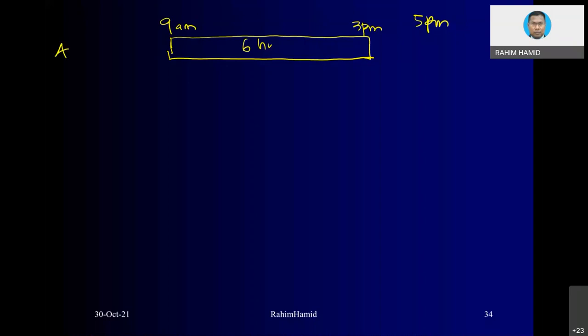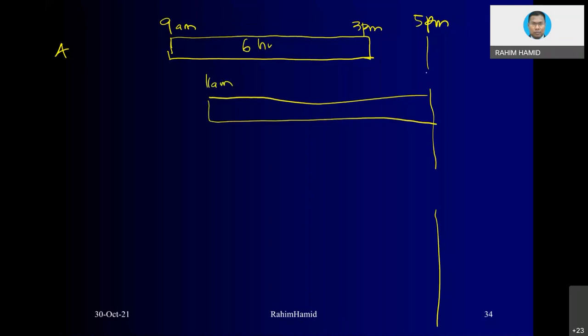Another scenario, we still want to reach this time frame. Let's say we want to complete the project at 5 p.m., but we do not want to start at 9. What could be the latest timing that we can start? 9, 10, 11. Okay, we start at 11 a.m. We can still finish at 5 p.m., and it is still 6 hours. So options A and B are the same, except for the timing within the time frame allowed.